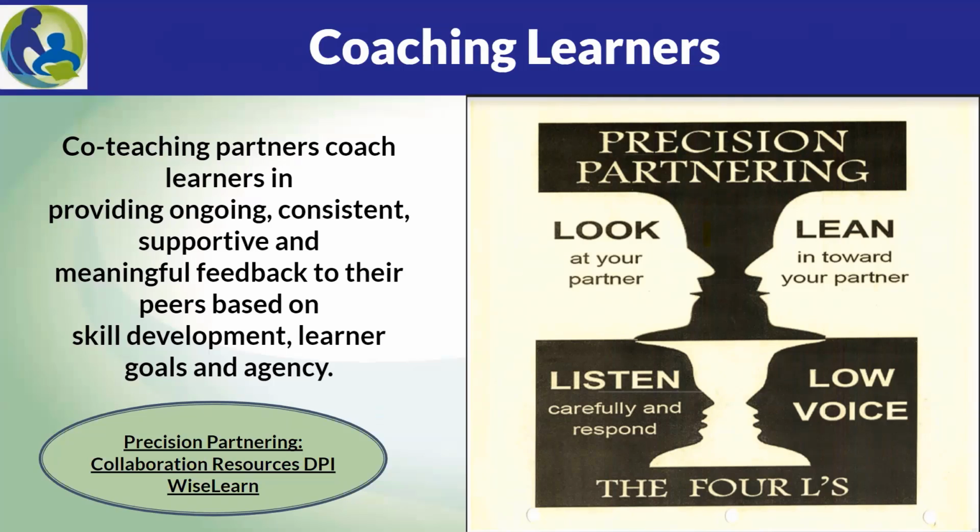The next L is lean. Partners should lean towards each other when they are listening. Again, the idea is to visibly show their partner they are listening. So if you have learners who are unable to do this, the idea is to make a plan so that their partner knows they are being heard and the teacher can see partners actively listening to one another.